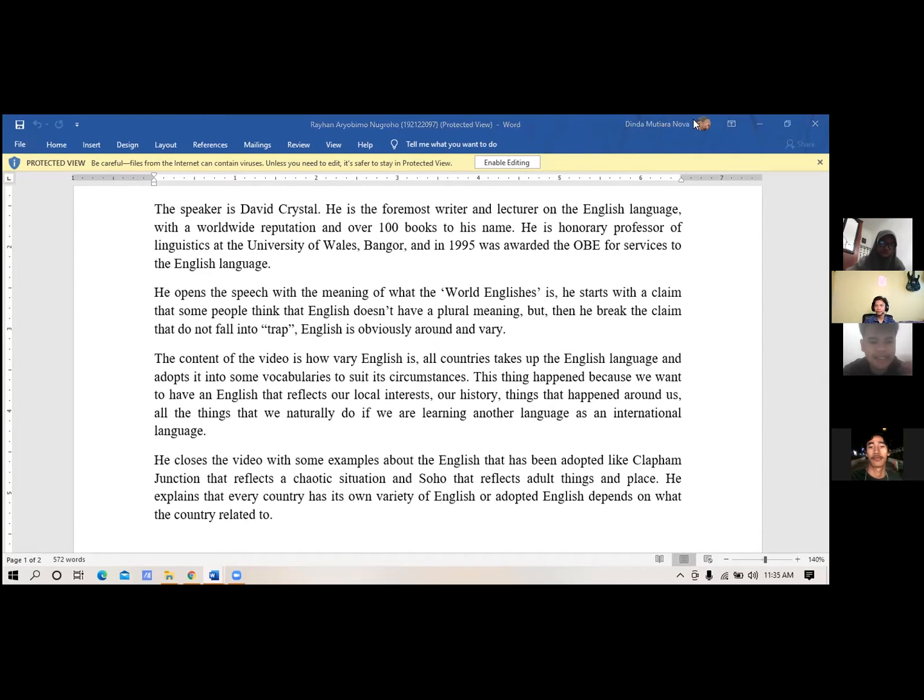English language and adopted with some vocabularies to suit its circumstances means that, for example, in the UK, David Crystal explained that there is a vocabulary that only exists in the UK, like Clapham Junction. Clapham Junction is a train station that most of the time is chaos, like the traffic of the people, the in and out, everything that is involved in Clapham Junction is mostly chaos.